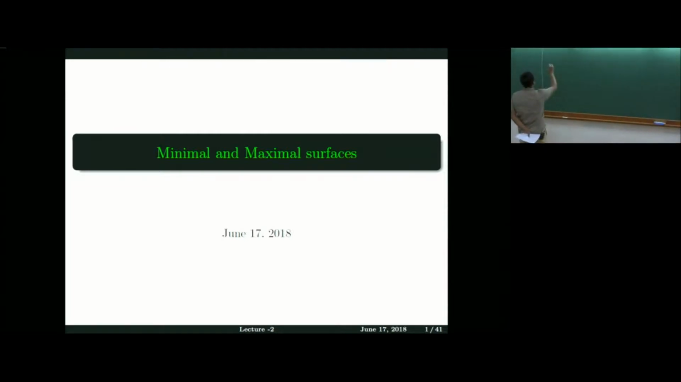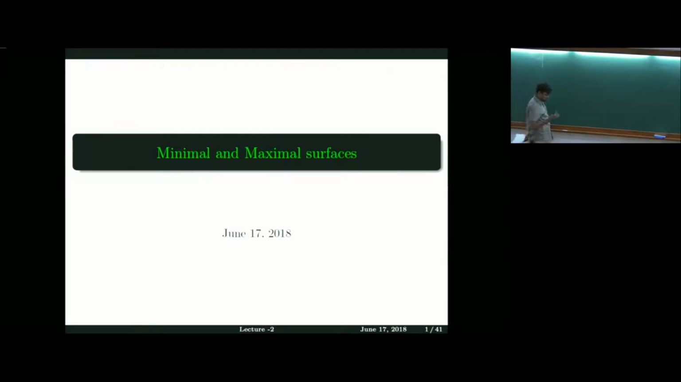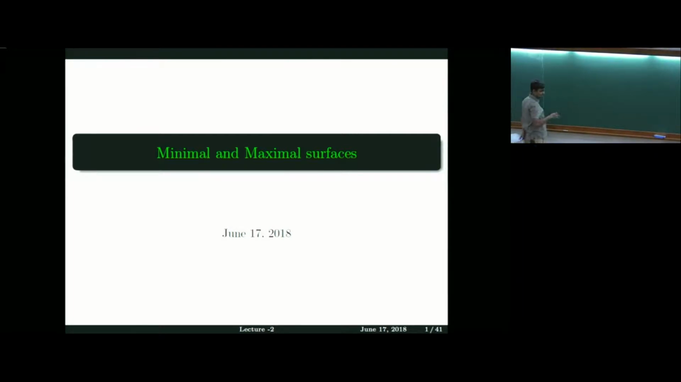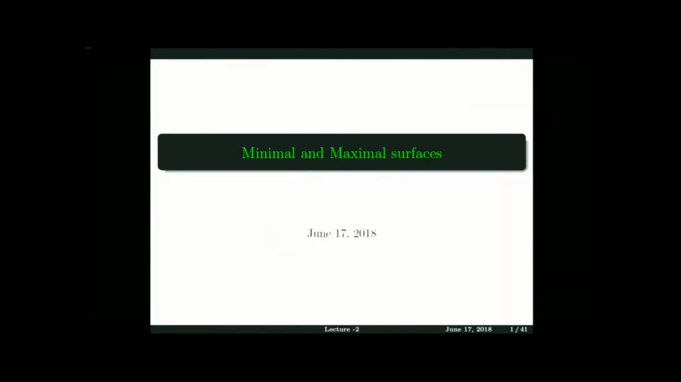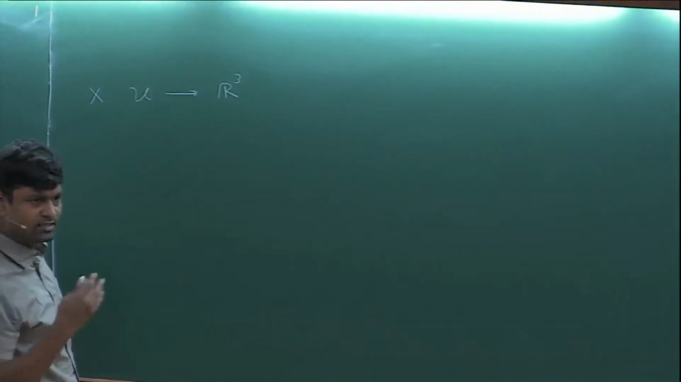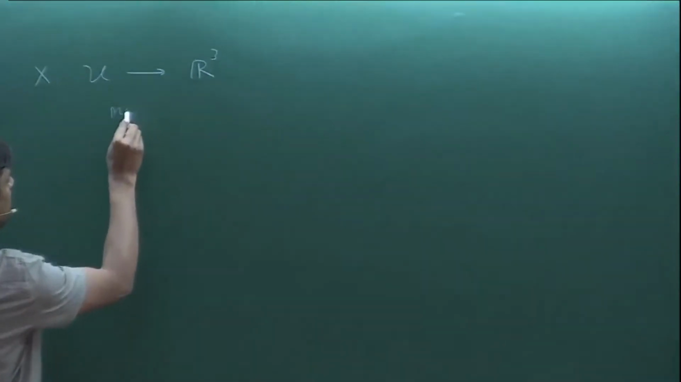I will be talking about, again, the minimal and maximal surface. So let us start from a few things which we have discussed in the last class. We start from a map X from U to R3, and then we said when it is a minimal surface.